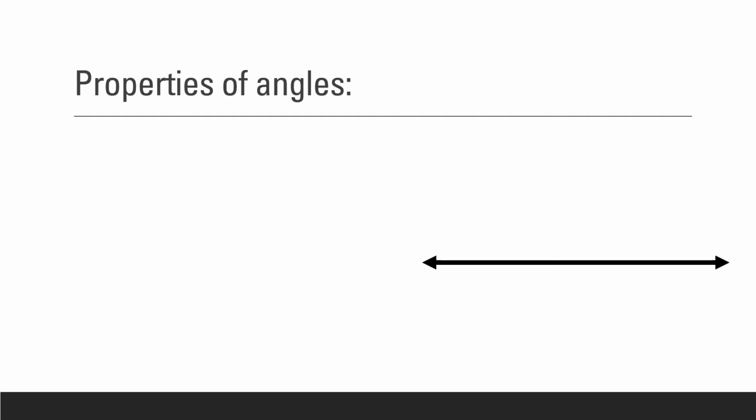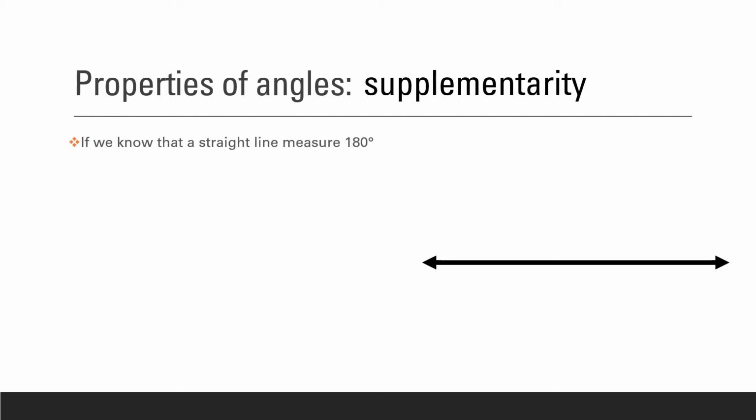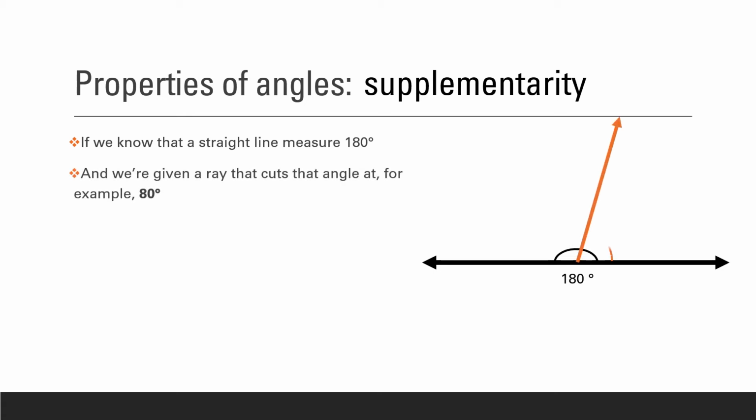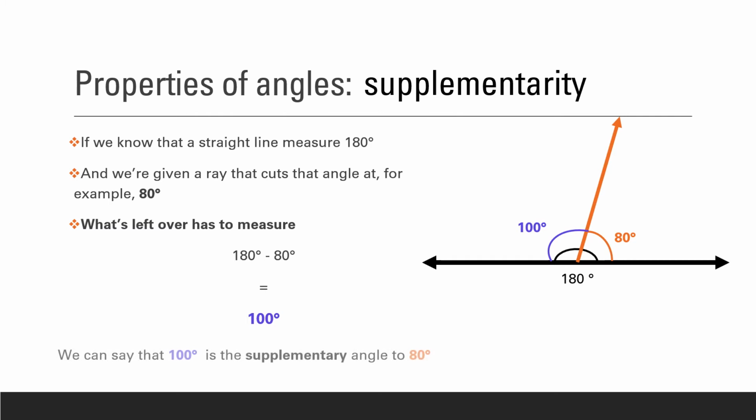The next one is called supplementarity, or the property of supplementary angles. If we know that a straight line measures exactly 180 degrees, and we're told that we have a ray that cuts that angle at, let's say, 80 degrees, then we can tell pretty quickly that what's left over has to measure 180 degrees minus the 80 that we have, which is equal to 100 degrees. So we can say that 100 degrees is the supplementary angle to 80 degrees.